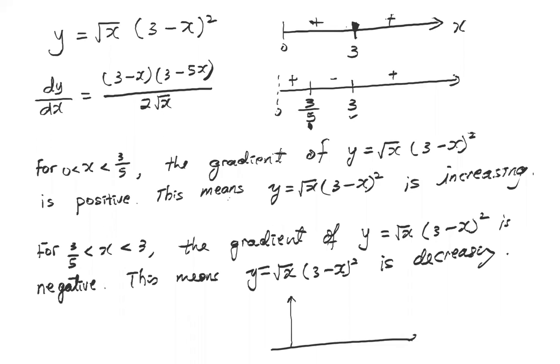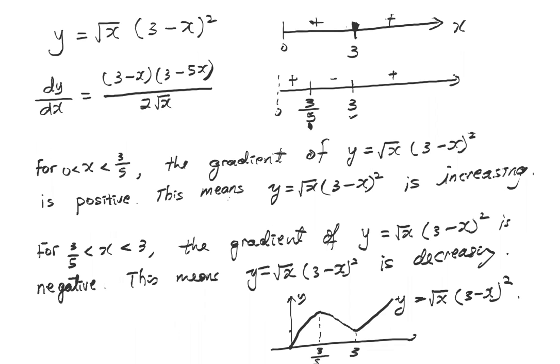When x equals 0, y is 0. So it starts from here. It goes up, then it comes down, then it goes up again. So this is the point where x is equal to 3/5, and this is the point where x is 3. Am I right? This is my y equal to square root of x times (3 minus x squared) graph. That's why a sign diagram can help you to draw the graph.